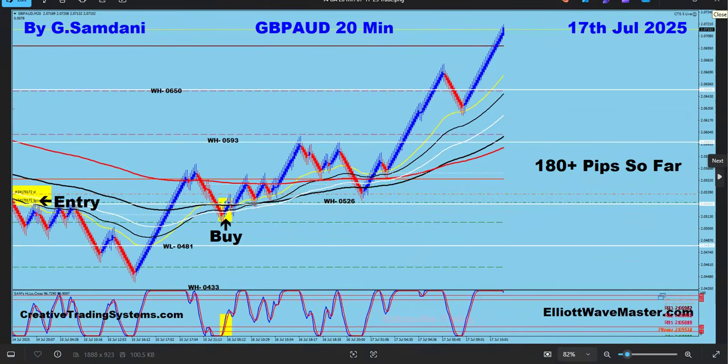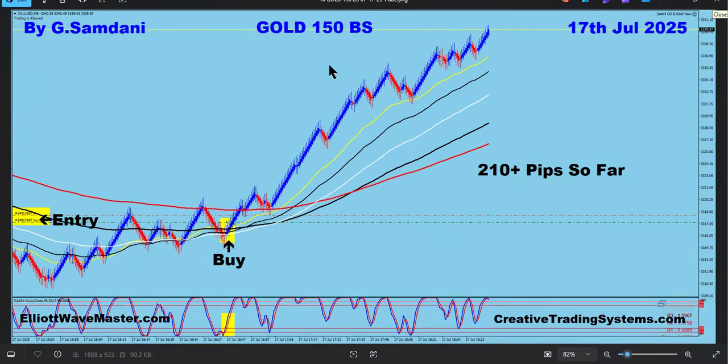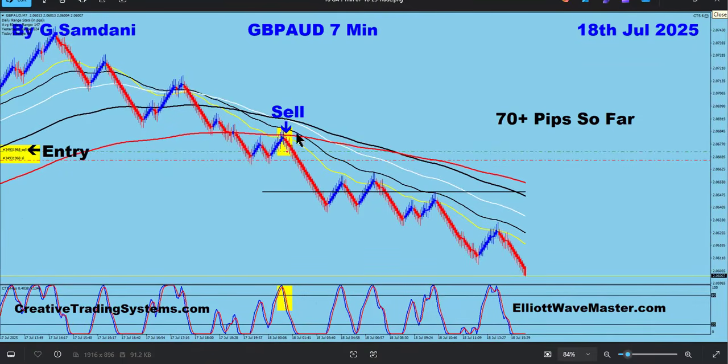And then I flipped the chart. I'll show you later. So gold coming down again, 230, right? And then gold going up again, 210, right? And then the gold chart, I'll show you later. Pound yen, this one, 55 pip to the upside on 17, 18. Pound Aussie coming down here.